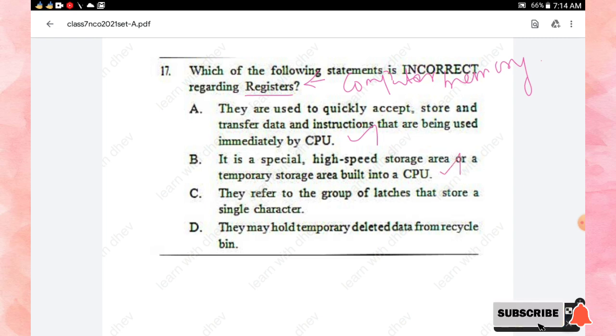This is also true. They refer to the group of latches that store a single character. It is also correct about registers. They may hold temporary deleted data from the recycle bin. So it is incorrect about registers. Hence option D is the right answer.